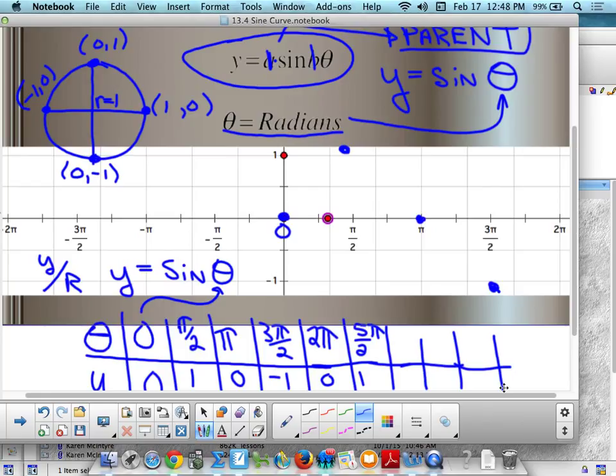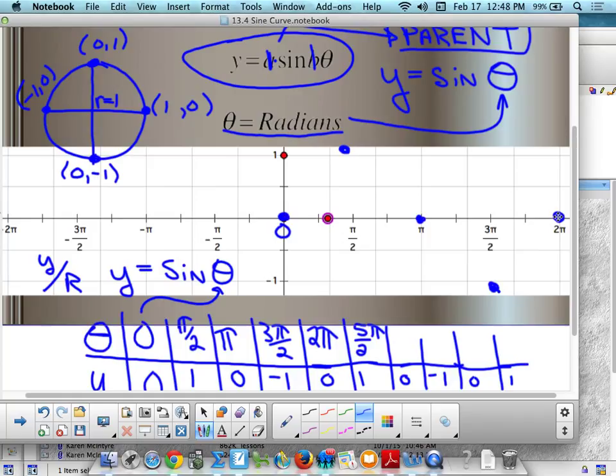So yeah, I could continue this. Okay, so here we go. 0, 1, 0, negative 1, 0, 1, 0, 1. I could go on forever. I'm not going to, but I could. Okay, so now 2 pi gets 0. Now look, watch this. See that? Look at what's happening. There to there, there to there, there to there.